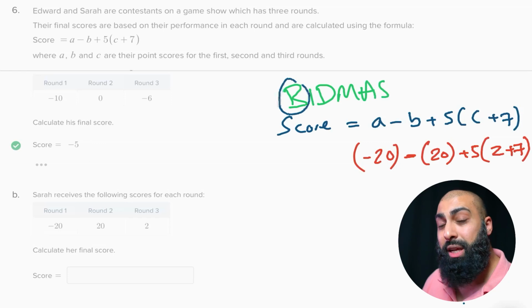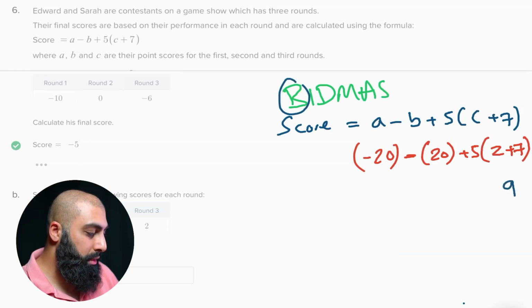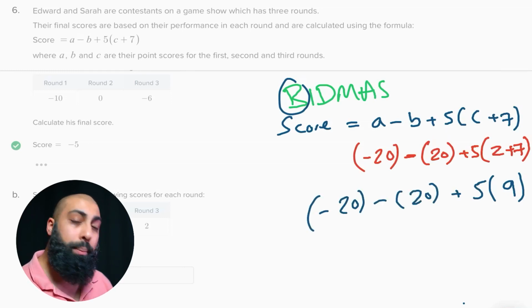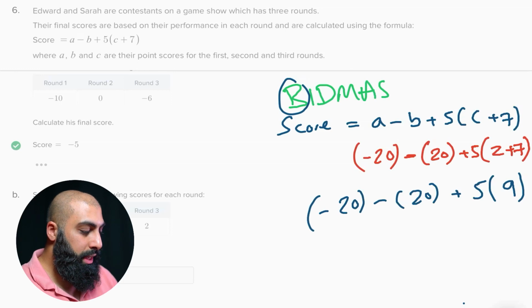Okay, so are there any brackets? Yes, there are. We've got 2 plus 7 at the end. So 2 plus 7 makes 9. I'm going to write this out again. Okay, I've got negative 20 minus 20 plus 5 times 9. Do I have any index? No, I don't have any index, so we can ignore that.